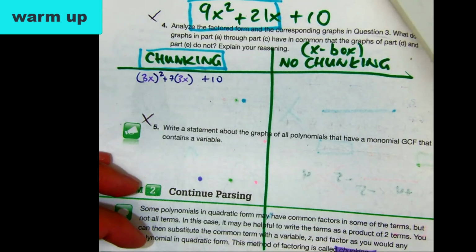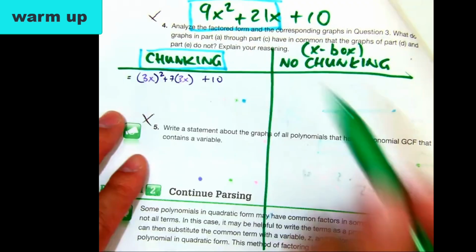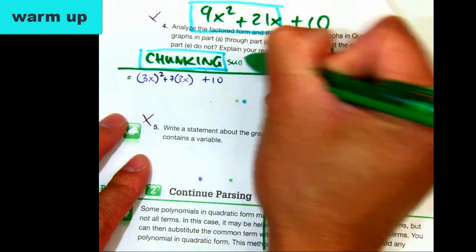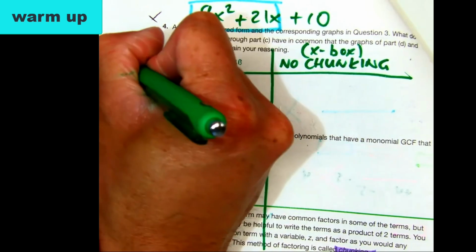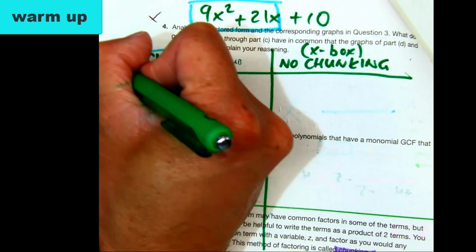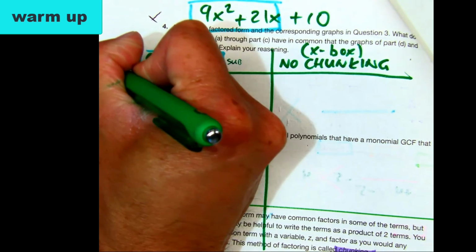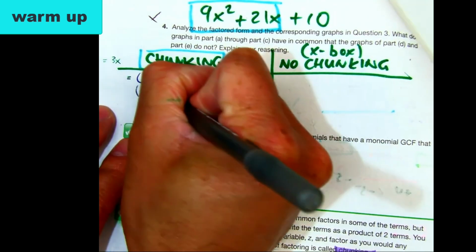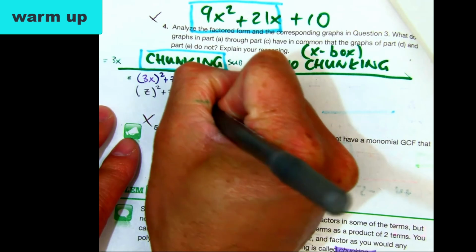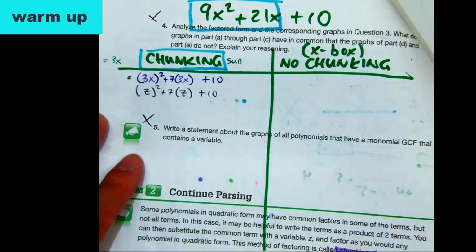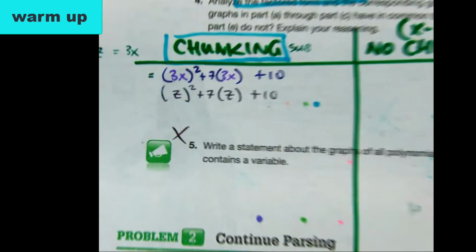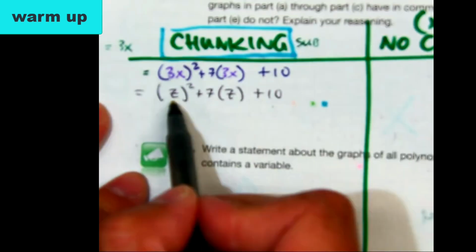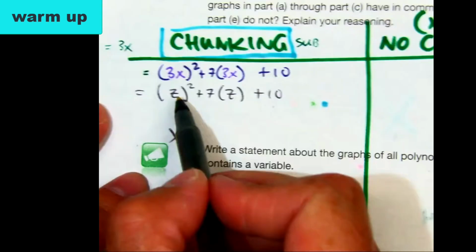Okay, so what do you do here? In higher level math, when things get complicated, you can do a substitution. Everyone say substitution. Instead of writing 3x, I'm going to write any variable you want. You can pick z. So every time I see 3x, I'm going to write z. Z squared plus 7 times z plus 10. And essentially what you have now is a quadratic equation that you can factor.